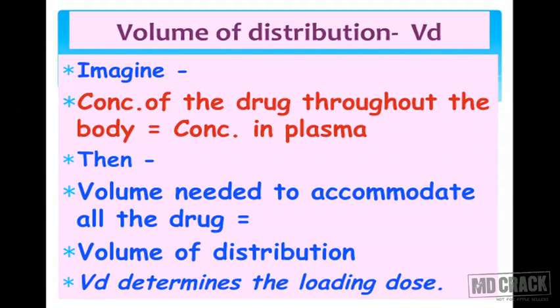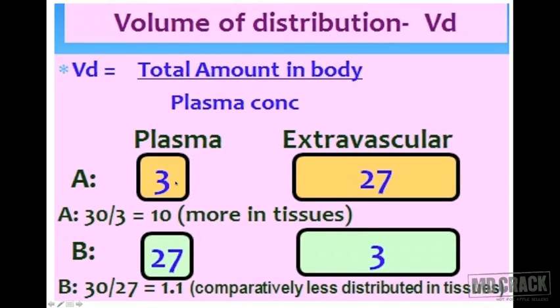What is volume of distribution? Imagine if the concentration of the drug throughout the body remains same as the concentration in the plasma, which is practically difficult. When you give a drug, a lot of it is going to be in the plasma and some amount will be in the tissues. But suppose we imagine the concentration of the drug throughout the body remains same as the concentration in the plasma, then the volume needed to accommodate all this drug is called as volume of distribution. And this volume of distribution determines what's going to be the loading dose for a drug.